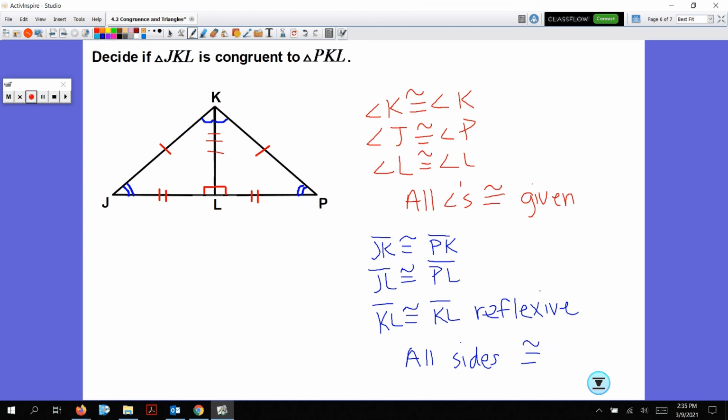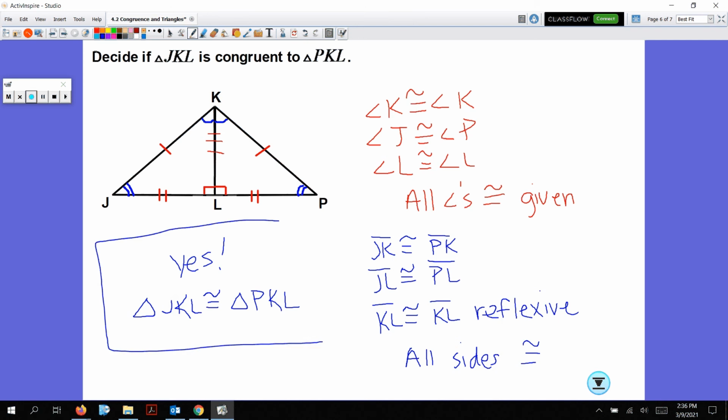All right, here's my statement. Let's put it together. What do we have here? We have a triangle JKL, and we have to be real careful how we name it, okay, is congruent to triangle. So we went JKL, we're going to go PKL. Triangle PKL. Yes, okay, that's my answer.